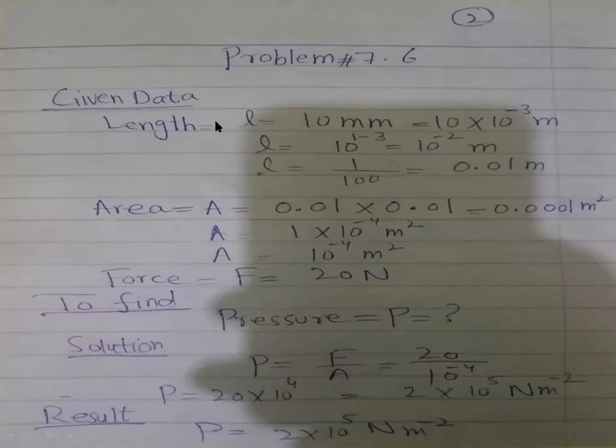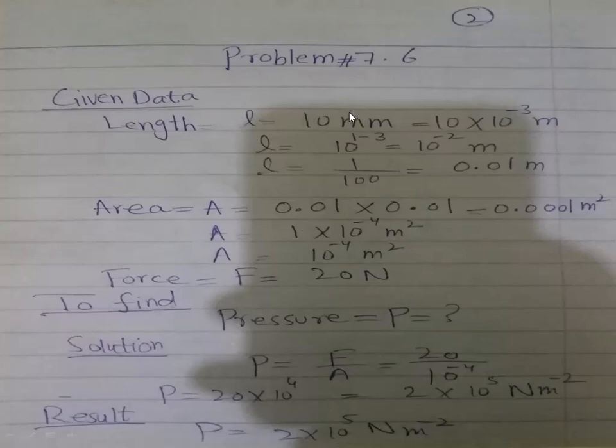So what is given to me? Length is given to me, which is 10 millimeter. I converted this into meter because the SI unit of the length is meter. I repeat, the SI unit of the length is meter. I converted millimeter into meter.